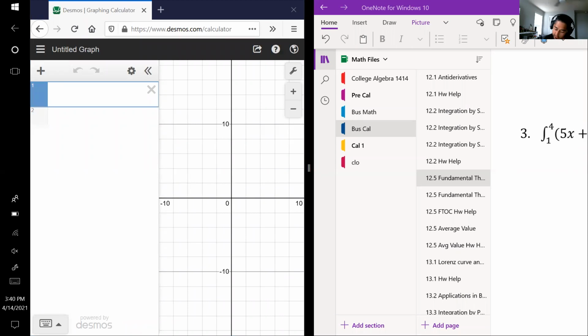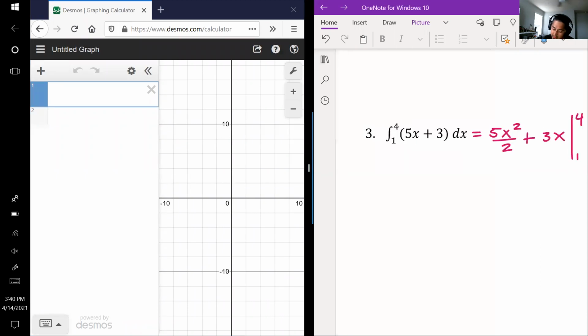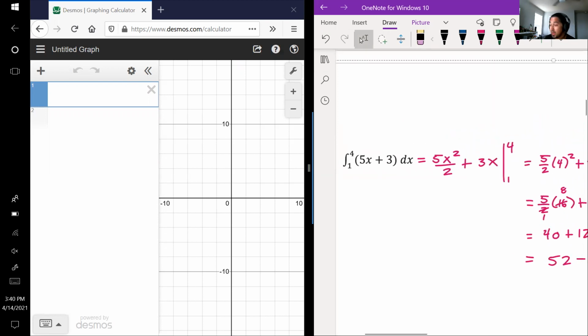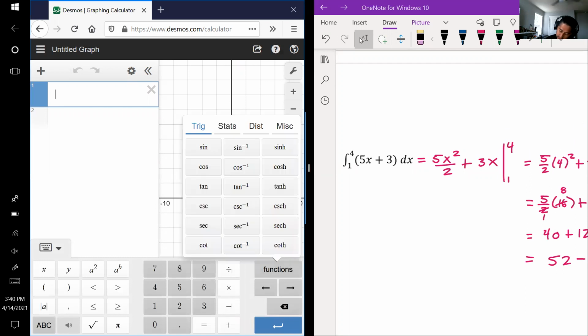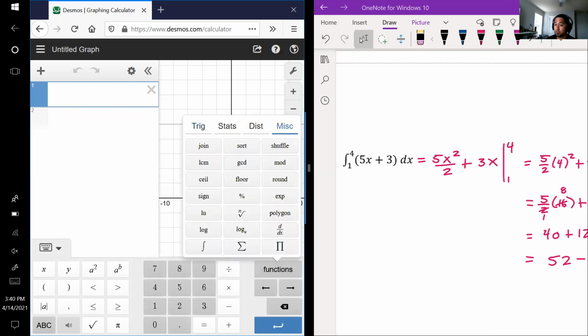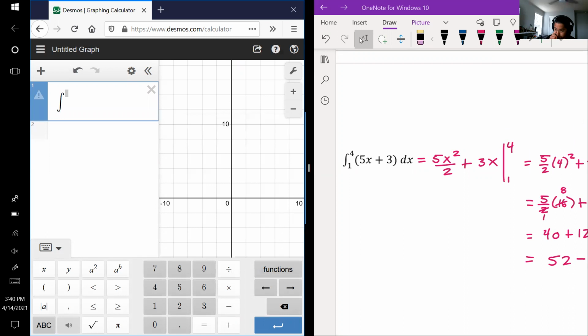Okay, so Desmos is going to be your lifesaver here, and time saver as well. So what I'm going to type is the exact integral that I see on our paper. I'm going to type in functions, I think you have to go to miscellaneous, and then in the bottom left corner, you see the integral symbol. So I'm going to type the integral.